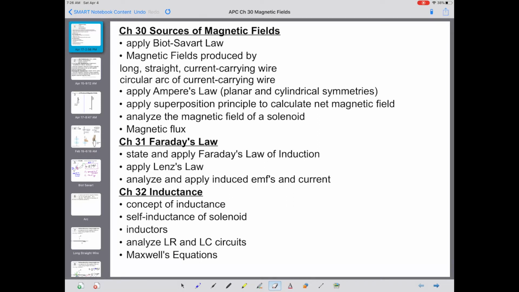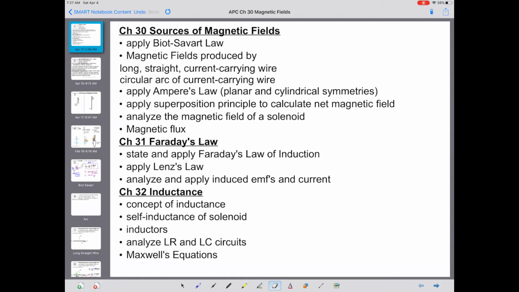So far in chapter 29, we've done a basic description of magnetic fields. We've looked at magnetic forces on moving charges, magnetic forces on current-carrying wires, and then when you make those current-carrying wires into a loop, the resulting torque on those, and some applications with mass spectrometers and particle accelerators. We're going to look now towards how we cause a magnetic field.